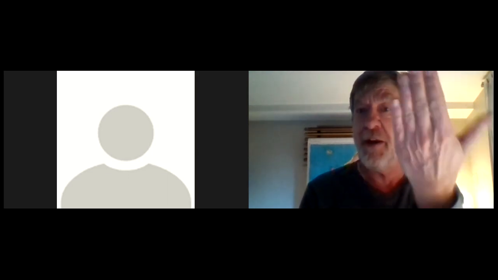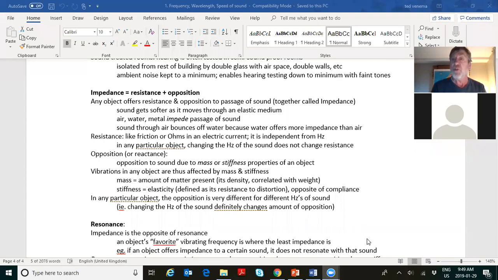And that's called impedance. So impedance is the flip side of resonance. A frown is an upside down smile. Just think of them like that. They're reverses of each other. What isn't impeded resonates. What doesn't resonate is impeded. Okay, so with that in mind, let's look at our writing here and go in our notes. Impedance, the opposite of resonance, equals resistance plus opposition.